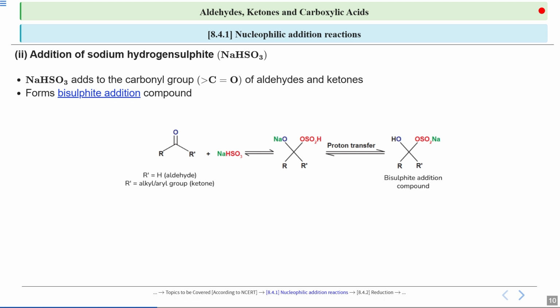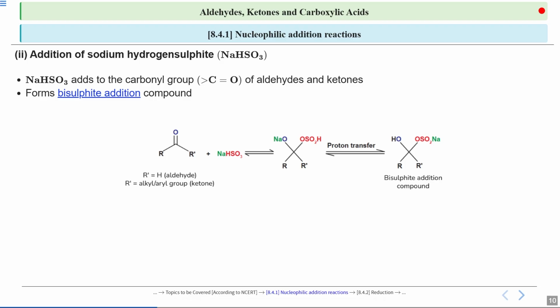When this HSO3 minus attacks the carbonyl carbon, the double bond electrons move towards the oxygen and oxygen gets a negative charge. An intermediate is formed, that is a negatively charged oxygen, and the SO3H group gets attached to the carbon. Then this negatively charged oxygen picks up a proton from HSO3 minus, and at the same time the sodium balances the negative charge on SO3 minus.